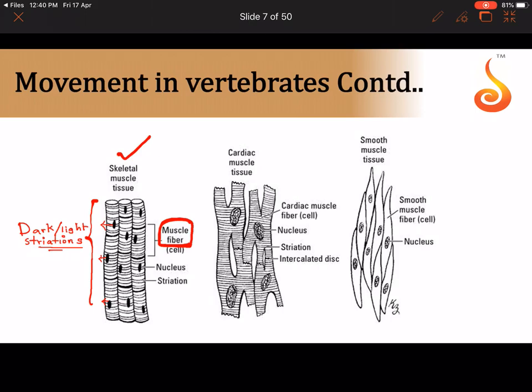Why do we call it a muscle fiber? Because the cell looks like a fiber, like a cylinder, a thread-like structure. That's why we refer to muscle cells as muscle fibers. How is a cardiac muscle different from a skeletal muscle?